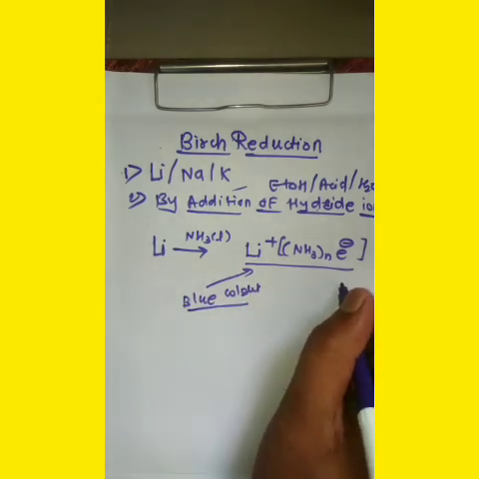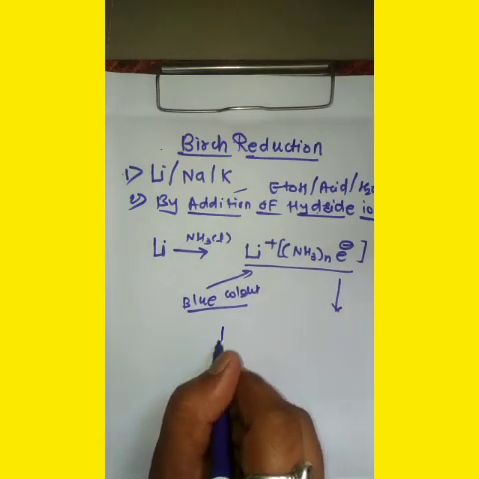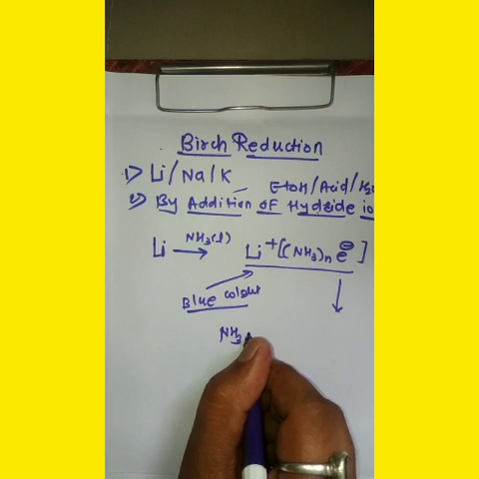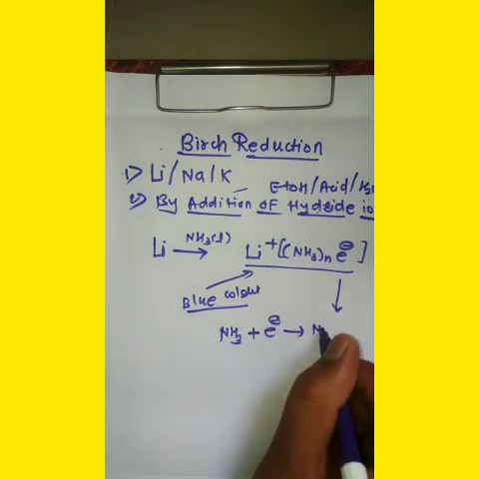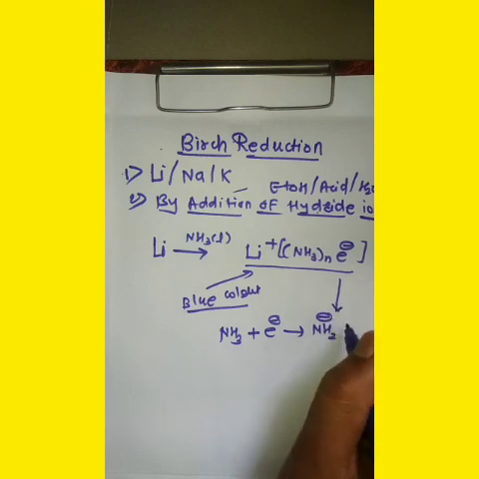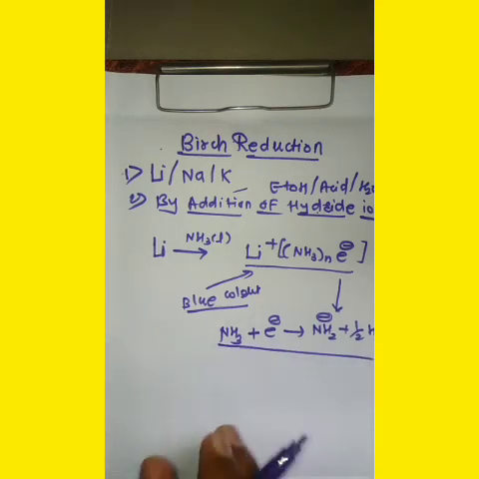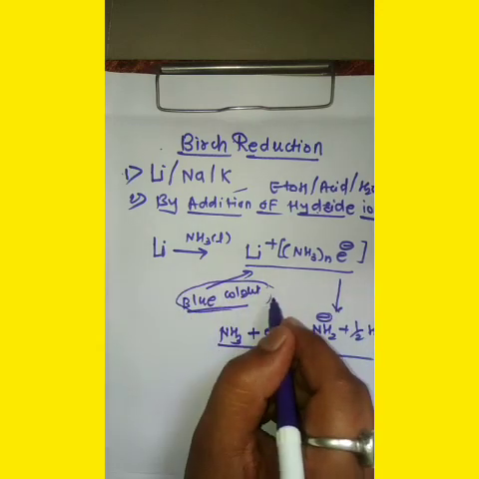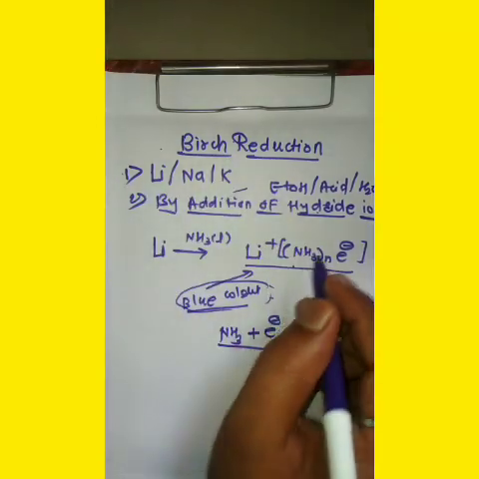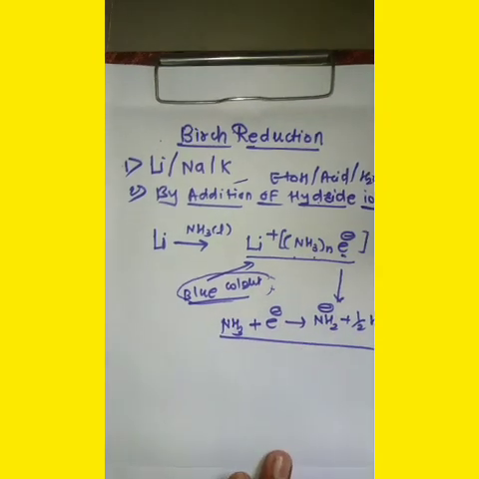And these solvated electrons also react slowly with another molecule of ammonia, giving NH2 minus plus half an H2 molecule. But this reaction is very slow, so we use this blue solution of solvated electrons for Birch reductions.